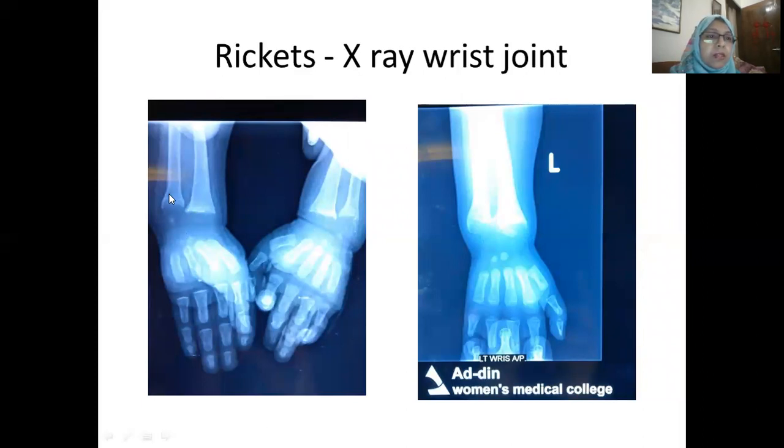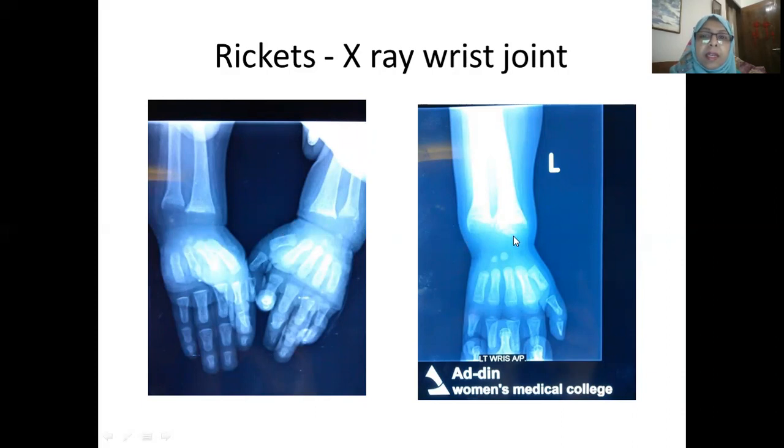Cupping, it is well marked here. Widening of the ulna, widening of the radius, and fraying, and the increased gap between the epiphysis and the metaphysis, and osteopenia. These are two carpal bones. Remember that.